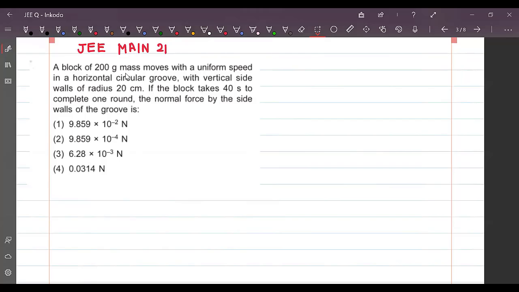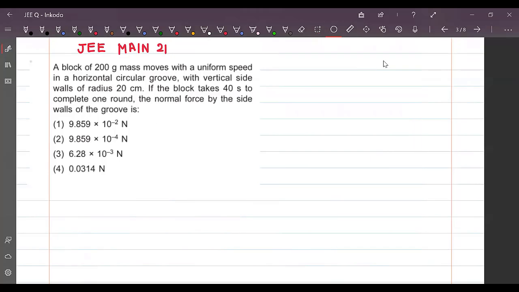A block of 200 gram mass moves with a uniform speed in a horizontal circular groove with vertical side walls of radius 20 centimeter. If the block takes 40 seconds to complete one round, the normal force by the side walls of the groove is.